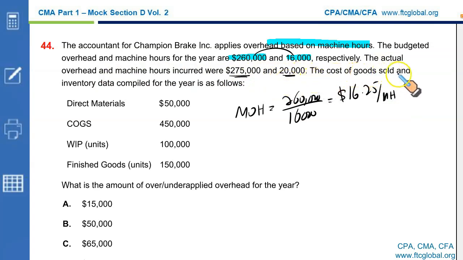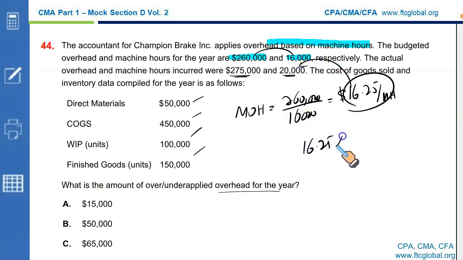The cost of goods sold and inventory data compiled for the year is as follows: direct material, COGS, work in process, finished goods. What exactly are we looking for? What is the amount of over or under applied overhead? Just the over applied or under applied. This is the rate. This is the level of activity.